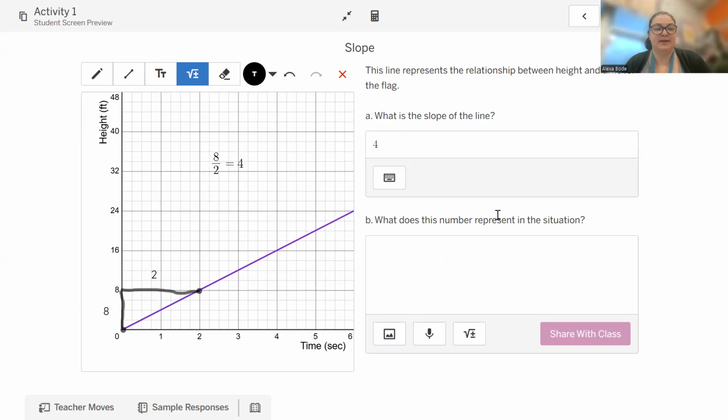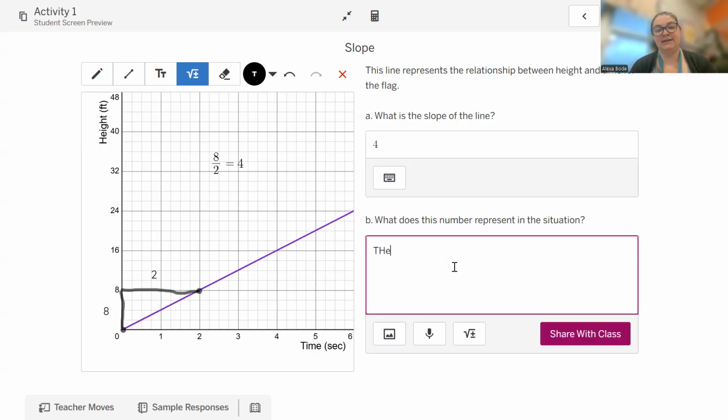That is the slope of the line. It is 4 feet per second is what that means. So what does this number represent in the situation? Because we do the vertical distance, we're looking at our height over time. We're looking at feet over seconds. So it's feet per second. So the flag was being raised at a rate of 4 feet per second.